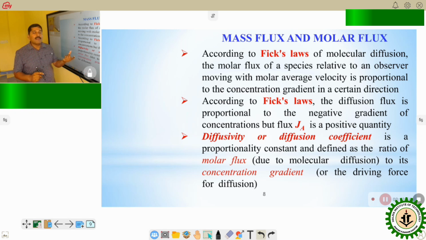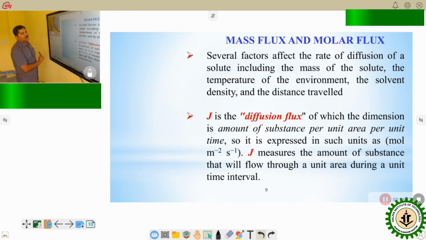The diffusivity or diffusion coefficient, DAB, is nothing but a proportionality constant and is defined as the ratio of molar flux to its concentration gradient. From that particular equation, you can easily find that out. The several factors that affect the rate of diffusion, which I have already said, are time, temperature, the mass of the solute, the solvent density, and the distance traveled. All those things affect the rate of diffusion.